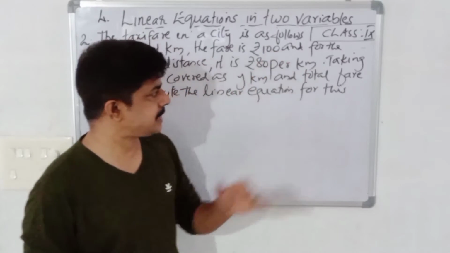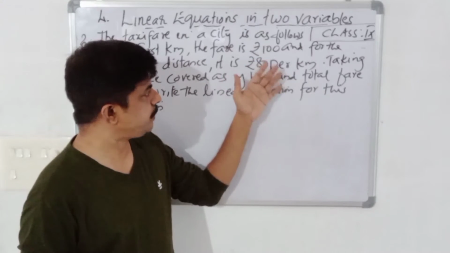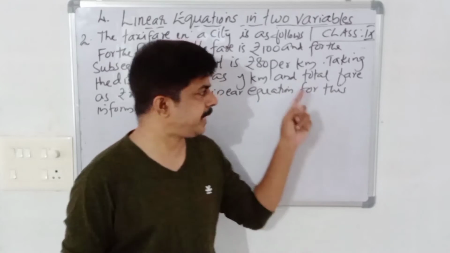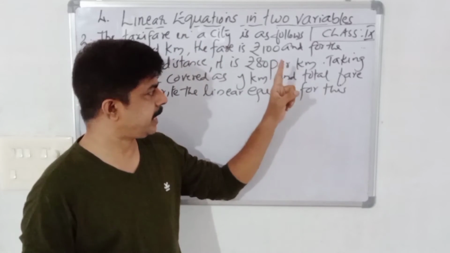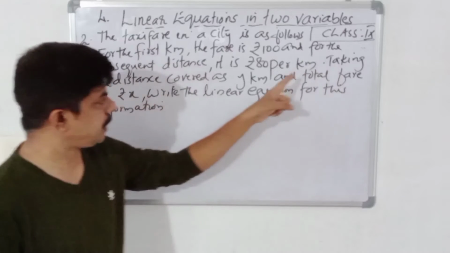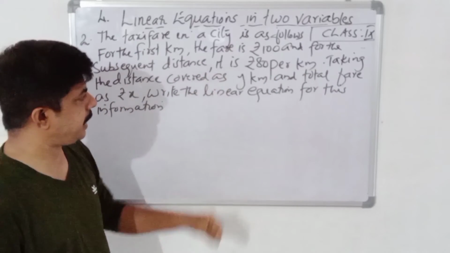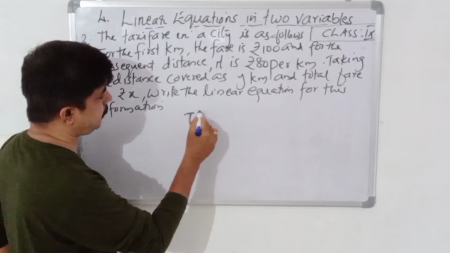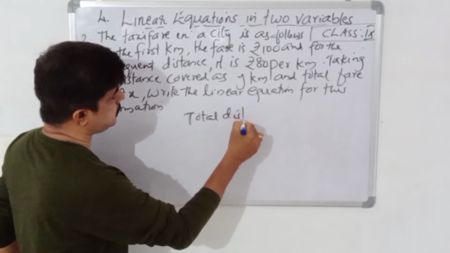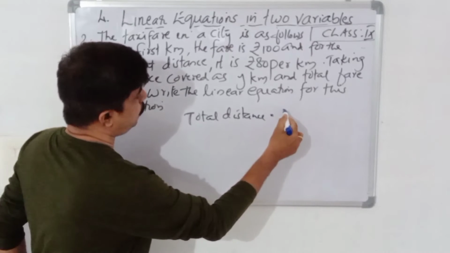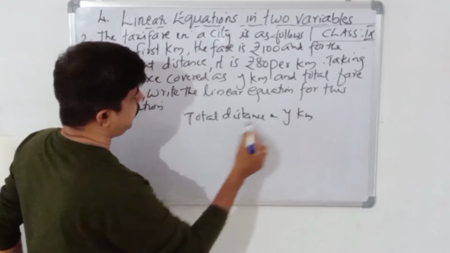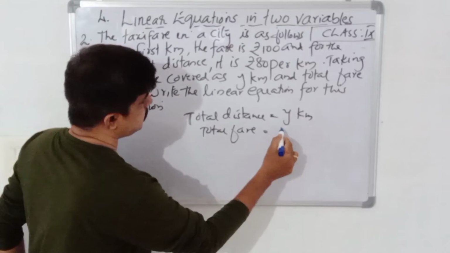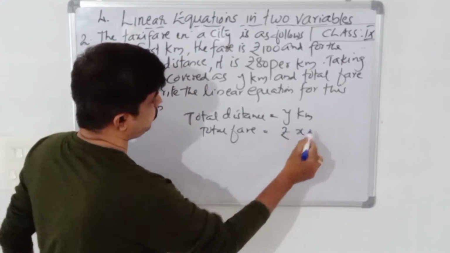Here we know there are two variables, x and y, and the relationship between total fare and total distance. One of the variables should be taken as x. According to the question, the distance should be y. Total distance is y kilometers. What about the total fare? Total fare is equal to rupees x.